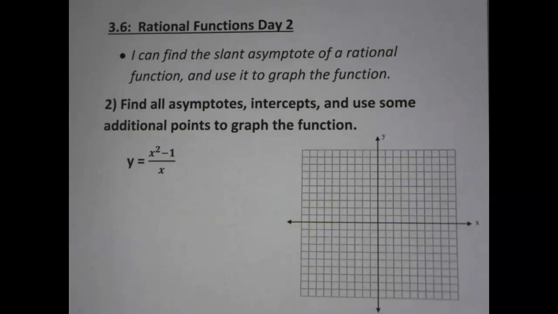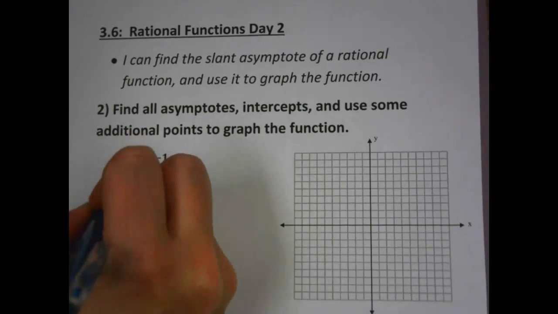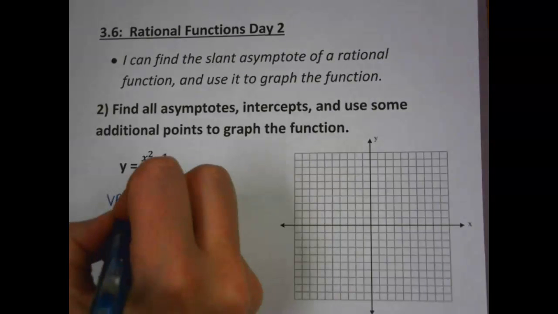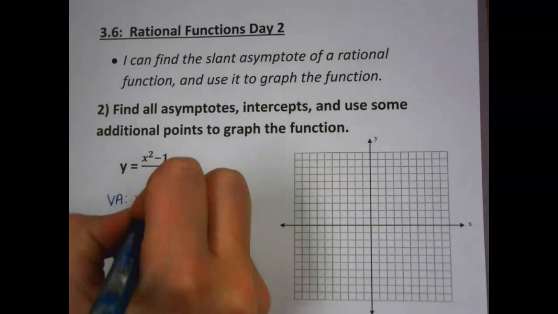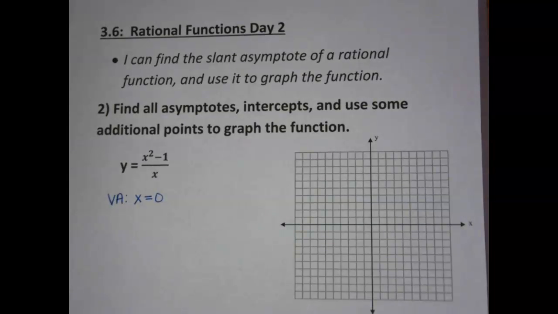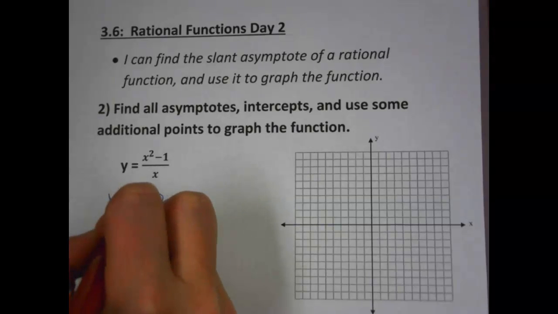This is Rational Functions Part 2. We are still trying to find all the asymptotes, intercepts, and additional points so that we can graph these rational functions. So we will start by finding our vertical asymptote. I always go in the same order every time so I remember everything. To do that, I set my denominator equal to 0, and there's nothing to solve, so I just have x equals 0. I next find my horizontal asymptote.